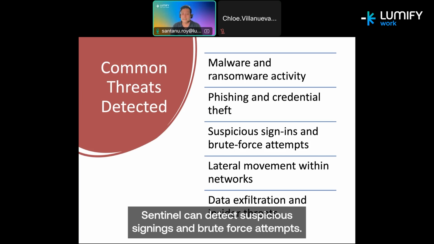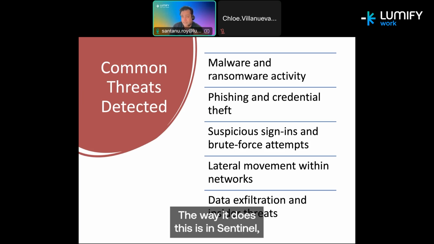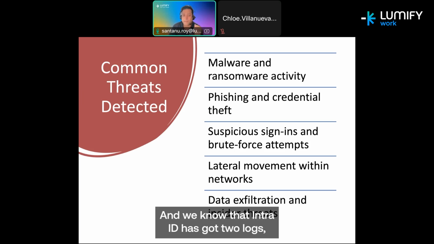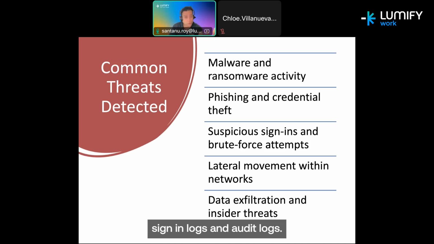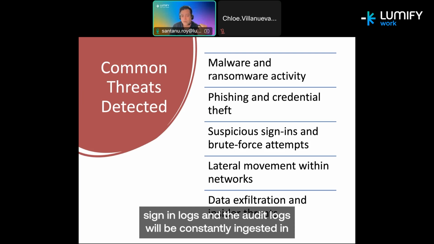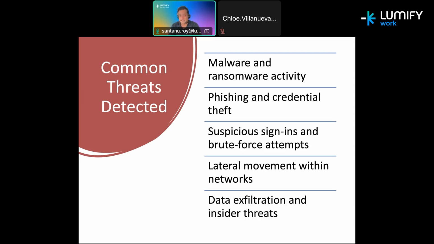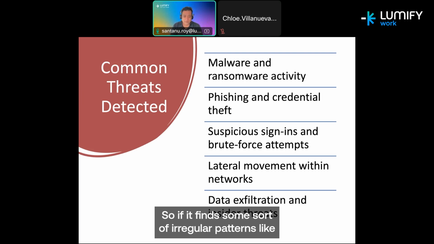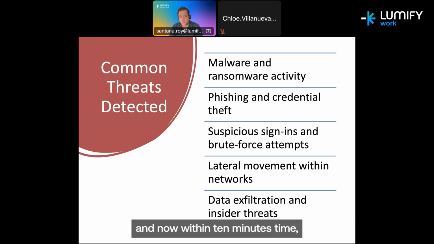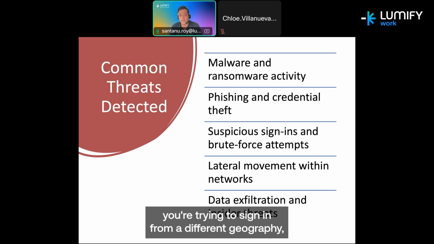Sentinel can detect suspicious sign-ins and brute force attempts. The way it does this is, in Sentinel, we have got a data connector by the name of Entra ID. And we know that Entra ID has got two logs, sign-in logs and audit logs. Information from the sign-in logs and the audit logs will be constantly ingested in Sentinel. So if it finds irregular patterns like suspicious sign-ins, let's say a couple of minutes back you signed in from Australia, and now within 10 minutes you're trying to sign in from a different geography, which is not possible.